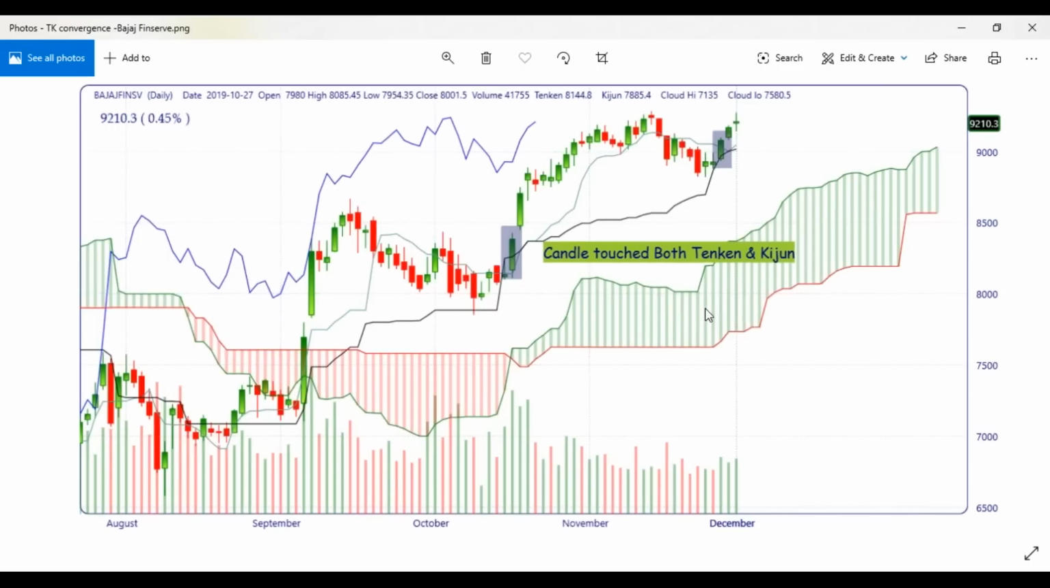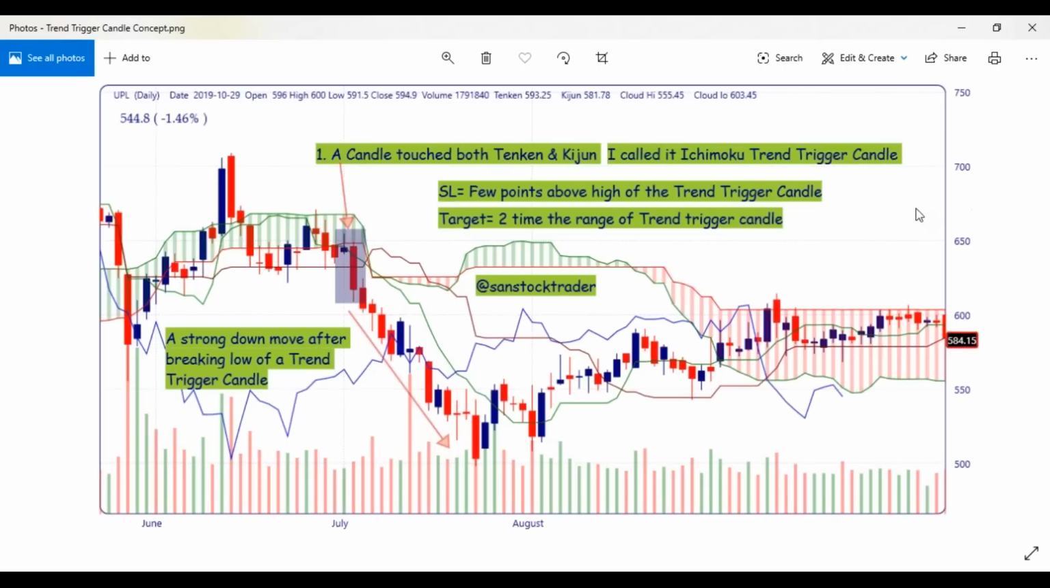One more example, Bajaj Finserv. Two candles are already highlighted. UPL. I hope it is clear.